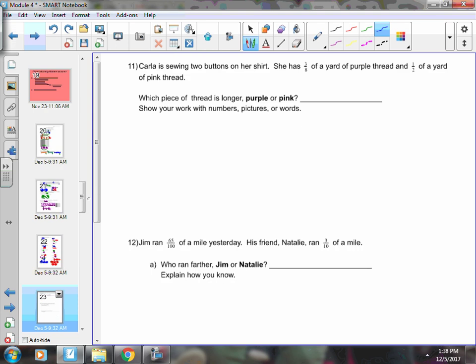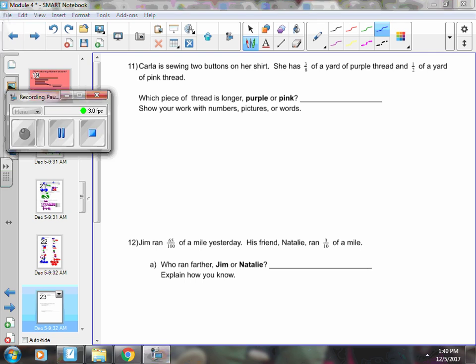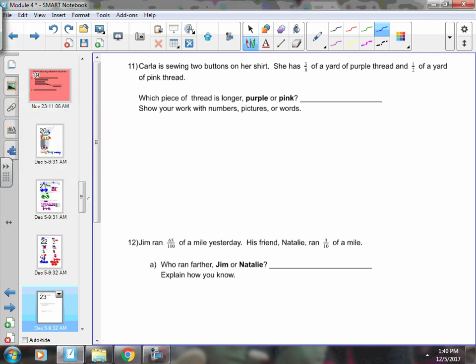Carla is sewing 2 buttons on her shirt. She has 3/8 of a yard of purple thread and 1/2 a yard of pink thread. Which piece of thread is longer, purple or pink? So I'm comparing 3/8 versus 1/2. Do you know that if it was 1/2, it would have to be 4/8, right? So I think pink is going to be longer, but let me show you why.